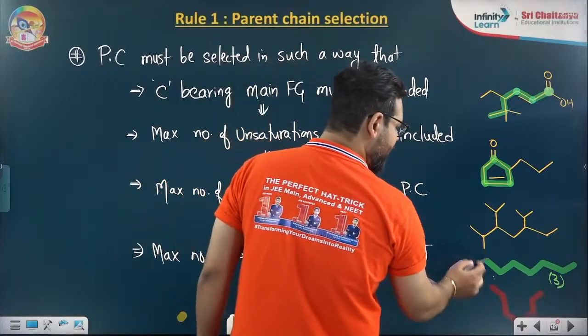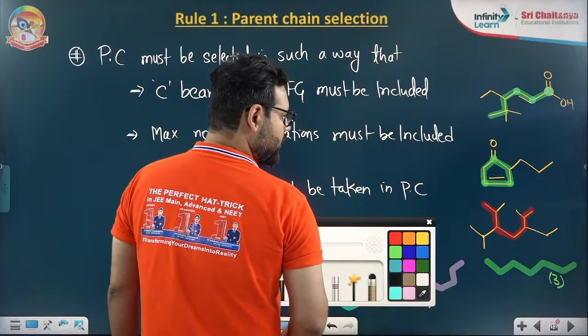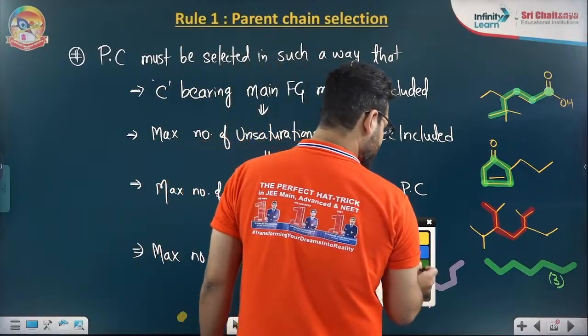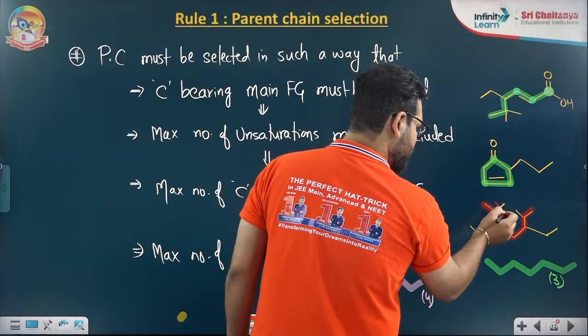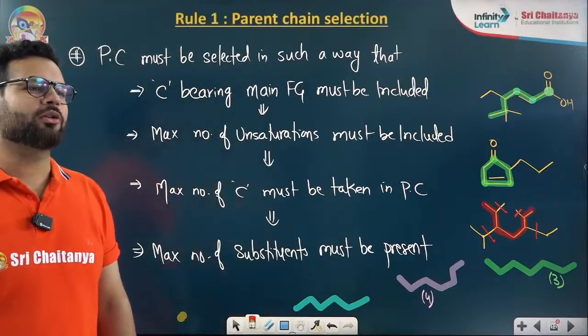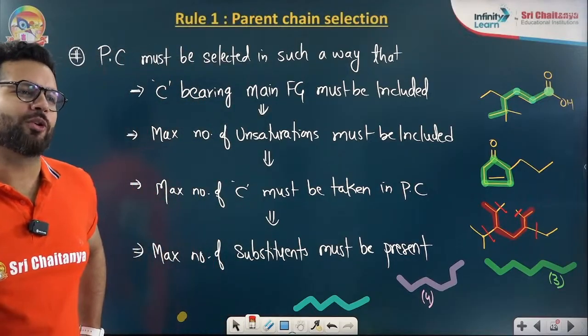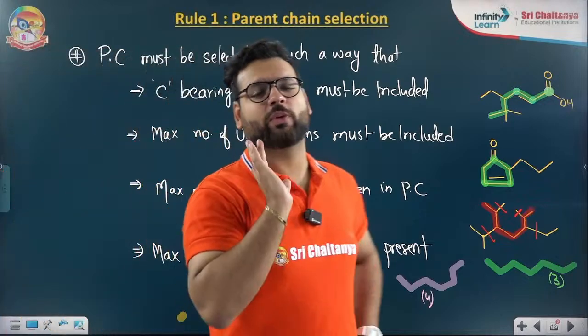And when I go for red, see the branches, everybody. Red also has 4 branches. 1, 2, 3, 4. Red also has how many branches? 4. Correct. Now this question becomes a difficult one.